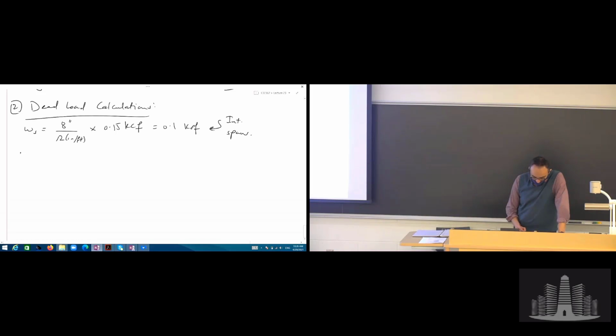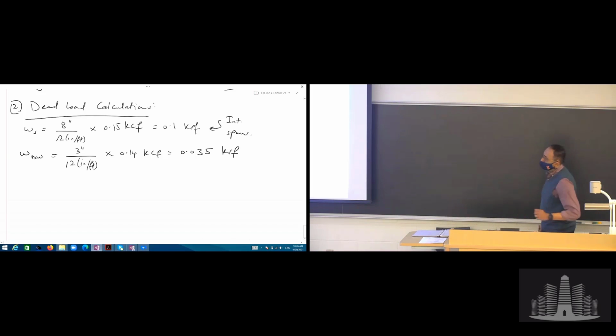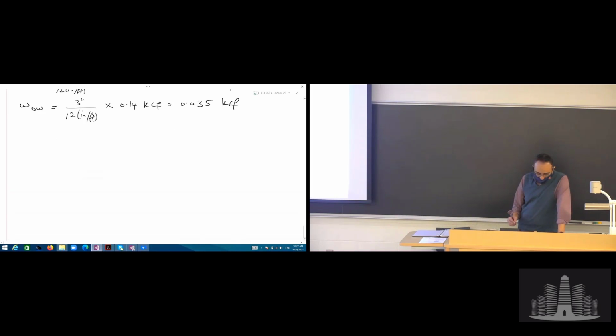The wearing surface, also the asphalt. So the dead load for that, we have 3 inches as thickness. I'll divide by 12 also for the units, and multiply by its weight per cubic foot, which is 0.14. And this will provide us with 0.035 ksf. So we got the weight for the interior span and for the wearing surface. And then I'm also going to provide the w_s for the overhang, so that's going to be 9 inches divided by 12 times 0.15, and that is going to be 0.113 ksf. So this is also for the overhang.